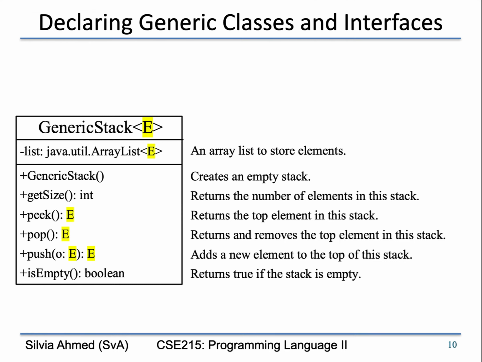So we have already seen the stack, so we can actually declare the class stack like this. So public class GenericStack, and then in the angle brackets we will put an E, and this is how we will use it. Instead of any specific type, for peek the return type will be E, for pop the return type will be E. We will push an object of type E.